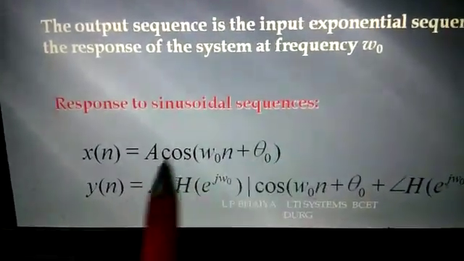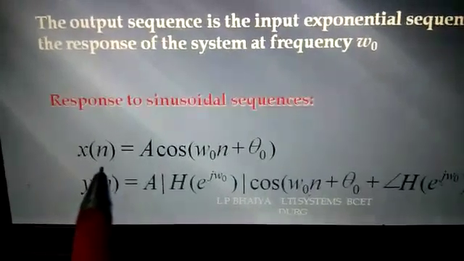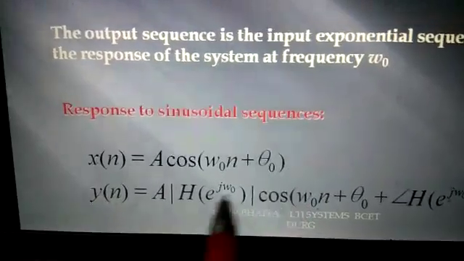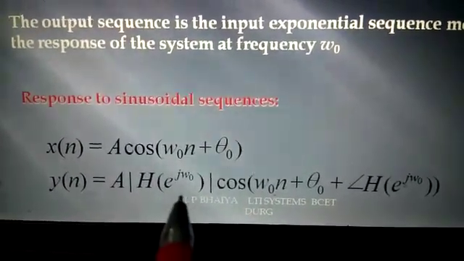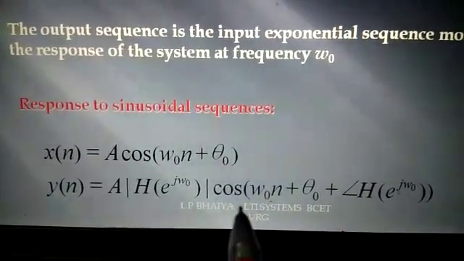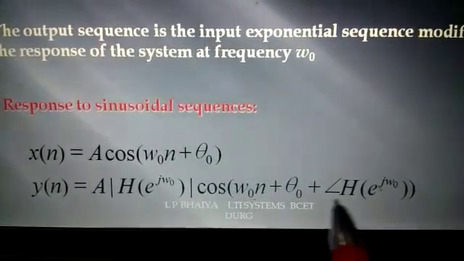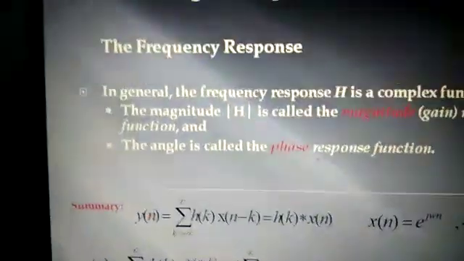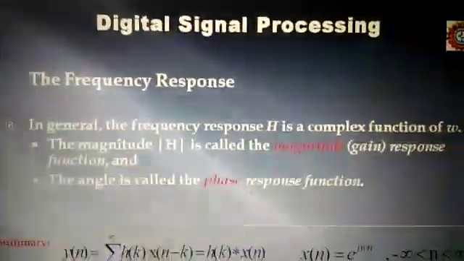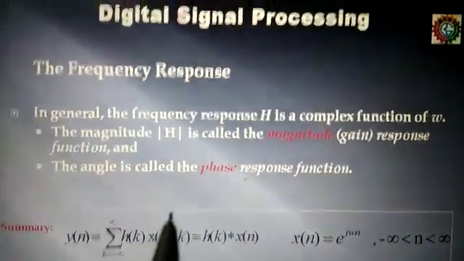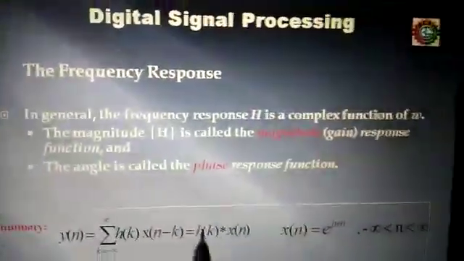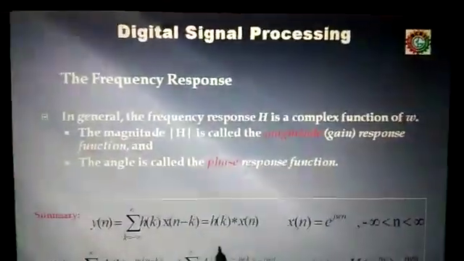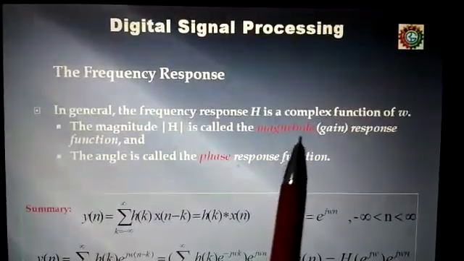Response to sinusoidal sequences: suppose the sinusoidal sequence is given by x(n) = A cos(ω0n + θ0), and y(n) = A |H(e^jω0)| cos(ω0n + θ0 + angle H(e^jω0)). These are the very basic things used in digital signal processing from unit number 1 to the last unit. That's why I suggest you go through this once again in the proper way.